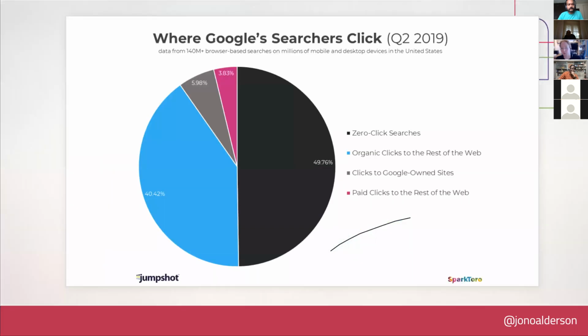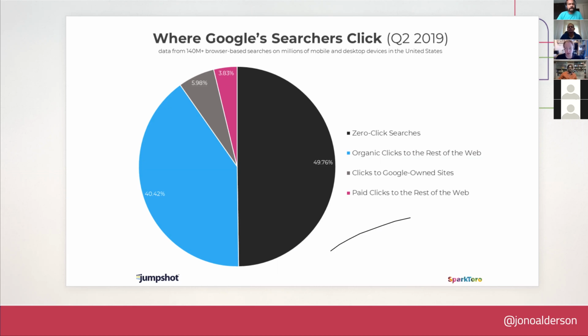Well, I want to show you a bit of research. This was from last year from two companies, SparkToro and JumpShot. It collected data from a wide variety of users, and it showed that 50% of all searches on Google don't result in a click. And the thinking is that in the majority of cases, that's because those people's questions have been answered in the search results.